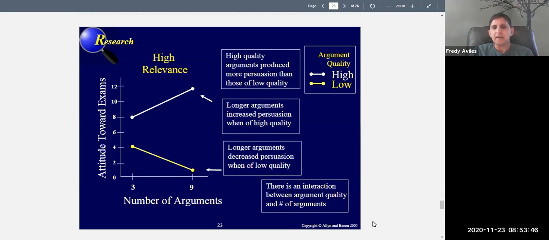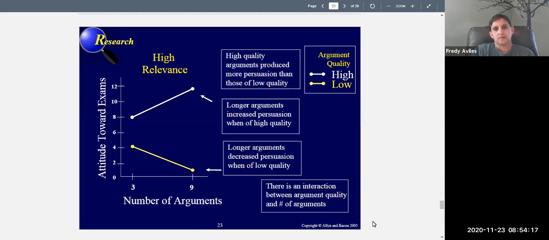Now let's look at whether there's a main effect of number of arguments as you go from 3 to 9, okay? So look, longer arguments increase persuasion when they are of high quality. As we look at the white line, as we go from 3 to 9, the persuasion went up, okay? It went up. But when you have a low quality argument, the yellow line, as you go from 3 to 9, the persuasion goes down.